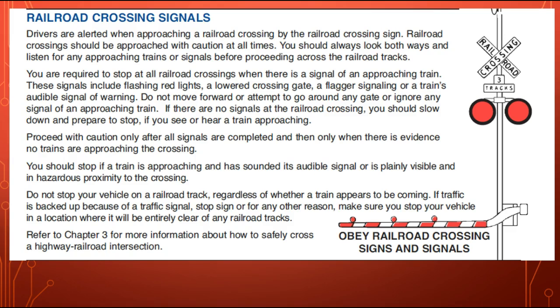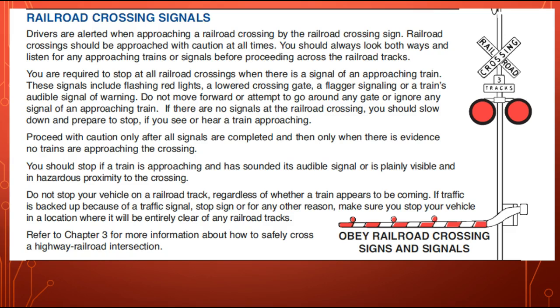Drivers are alerted when approaching a railroad crossing by the railroad crossing sign. Railroad crossings should be approached with caution at all times. You should always look both ways and listen for any approaching trains or signals before proceeding across the railroad tracks. You are required to stop at all railroad crossings when there is a signal of an approaching train. These signals include flashing red lights, a lowered crossing gate, a flagger signaling, or a train's audible signal of warning. Do not move forward or attempt to go around any gate or ignore any signal of an approaching train.